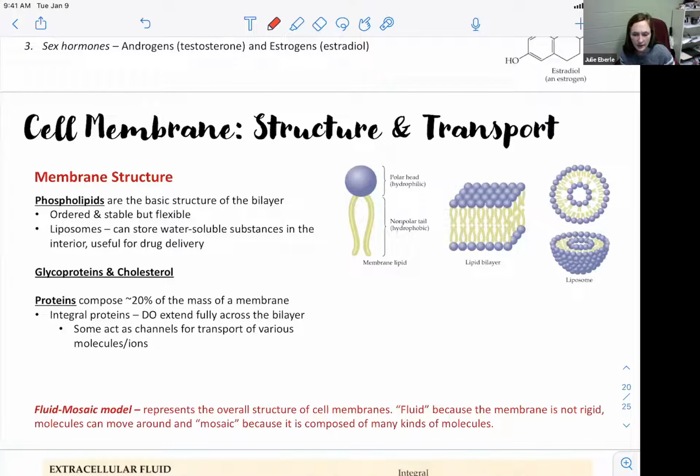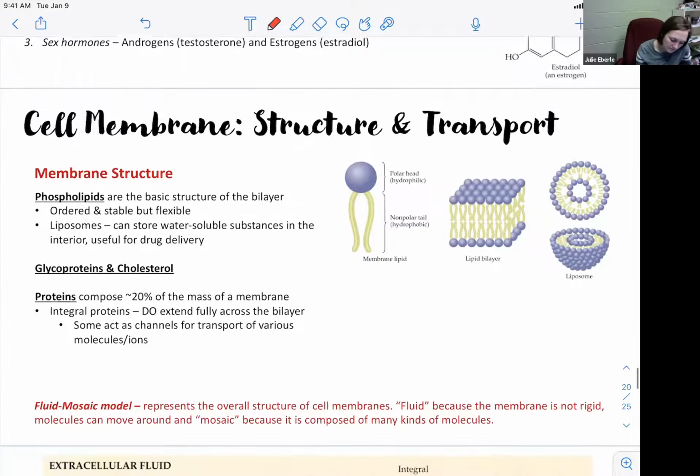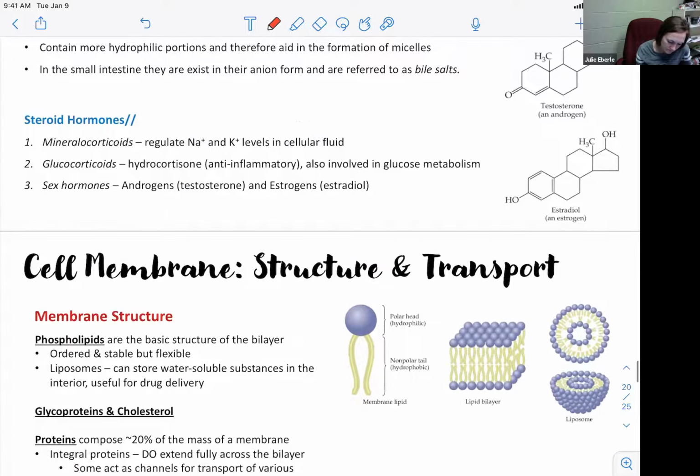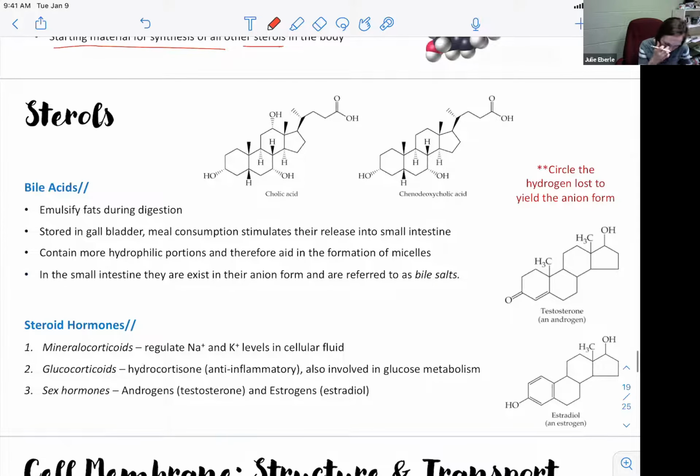Okay, sorry. Where were we? On sterols. So I'm gonna briefly finish up sterols, bile acids, and steroid hormones, and just kind of the purpose of those and some common ones.